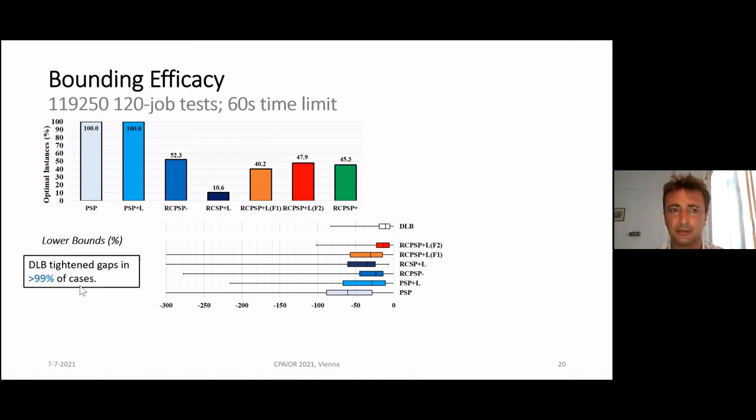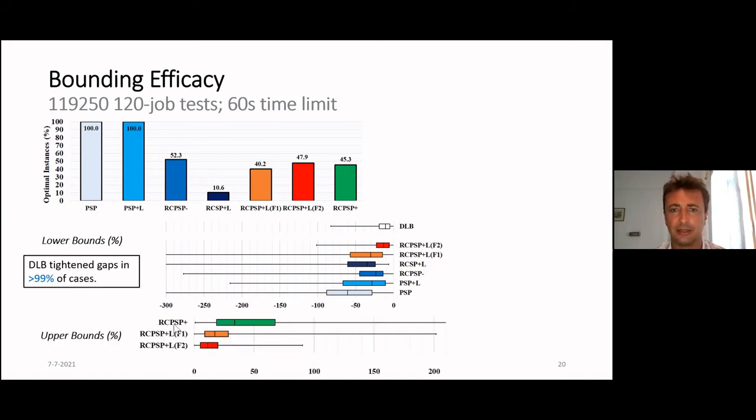When talking about the upper bounds, then certainly formulation number 2, so our basic CP formulation, did the job well. The other approaches that we had could not really help here at all.